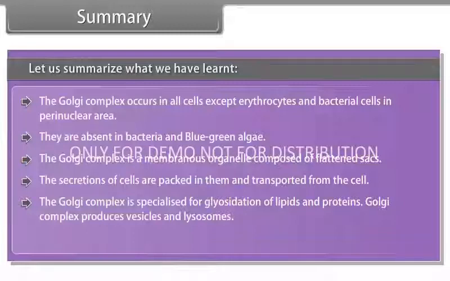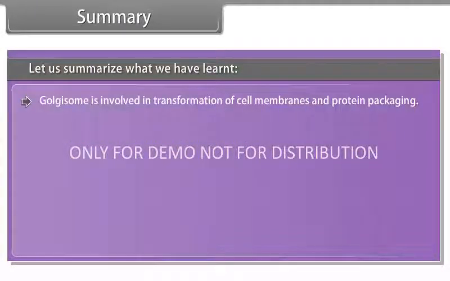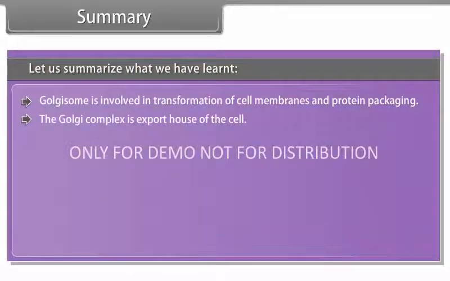Golgi complex produces vesicles and lysosomes. ETC is component of Golgi complex. Golgi complex is involved in transformation of cell membranes and protein packaging. The Golgi complex is the export house of the cell.